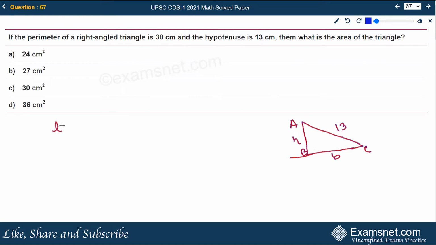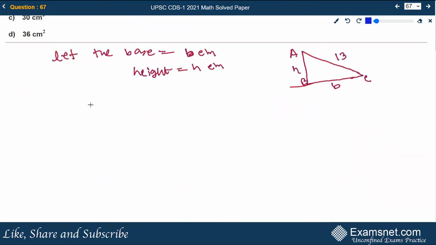Let the base be B centimeter and the height be H centimeter. By Pythagoras, I can write H square plus B square equals 13 square. Let's name it equation number 1.